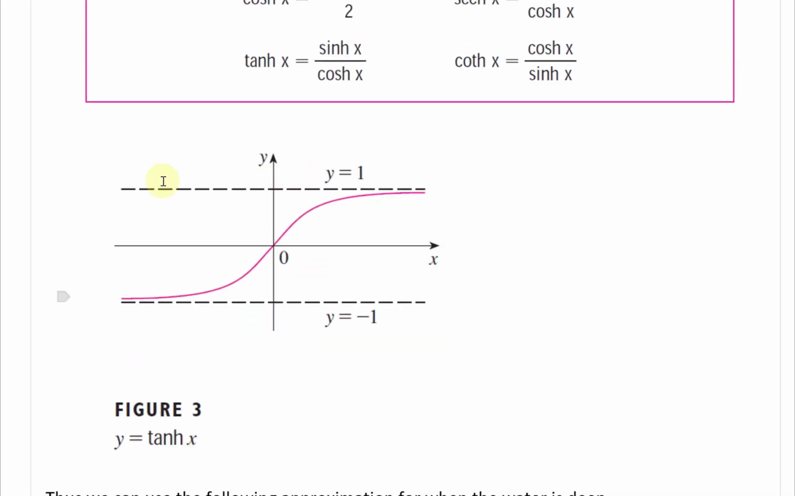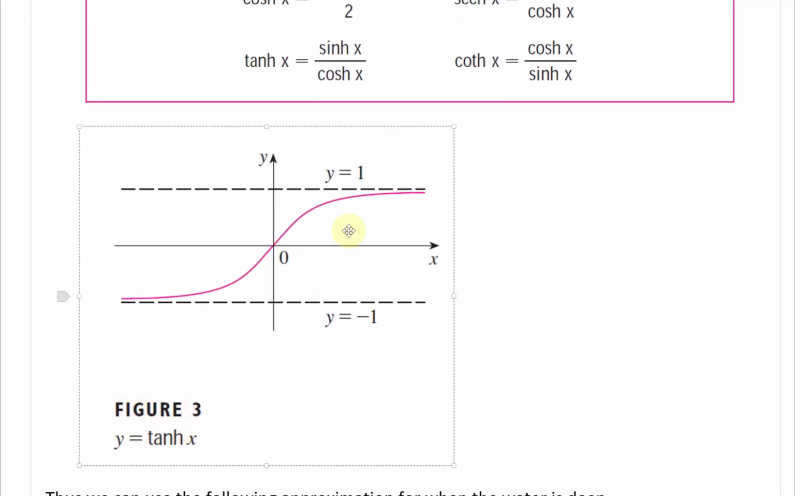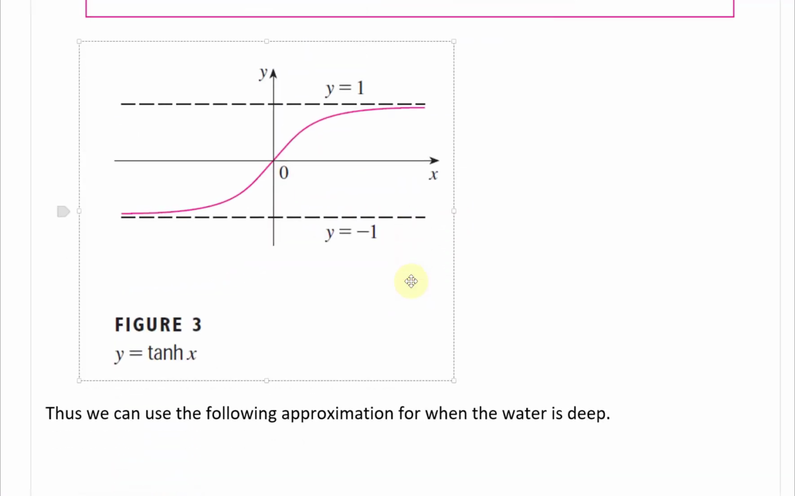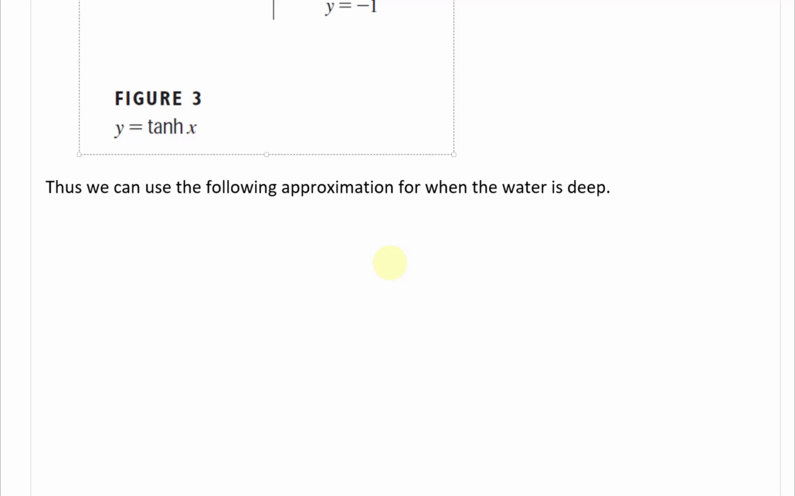Anyways, recall from my earlier video, this is the graph of the hyperbolic tangent of x. So this is y equals tanh of x, and it looks something like this. As x goes to infinity, this equals 1 on the positive side. So thus we could use the following approximation for when the water is deep, and that approximation is just setting it equal to 1.